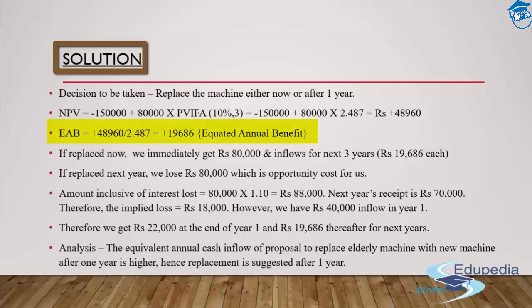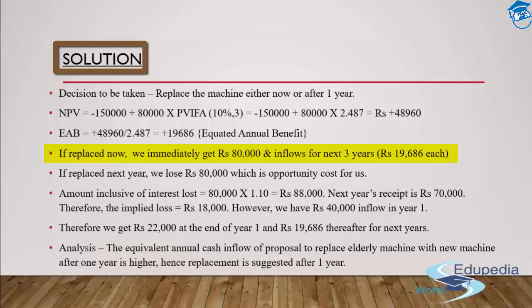Perfect. Now I'll divide the same by my present value index factor annuity, which is 2.487, so I'll get my equated annual benefit. This 48,960 is for 3 years, and basically it's less than 3 years if I talk about the time value of money. So I divide by that, and I get the equated annual benefit, which is my benefit in each year, that is 19,686.